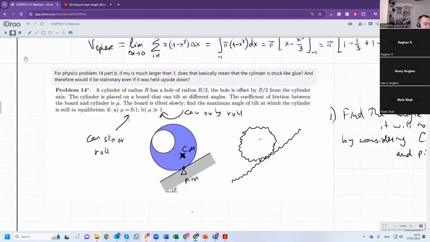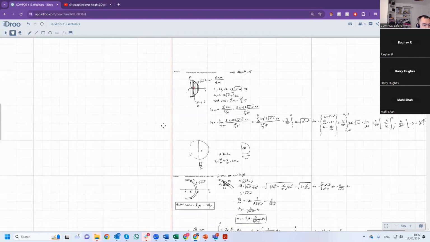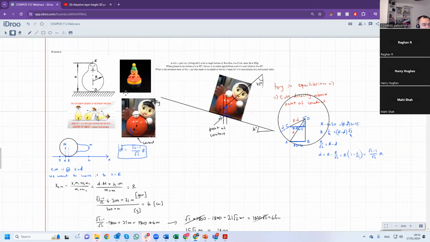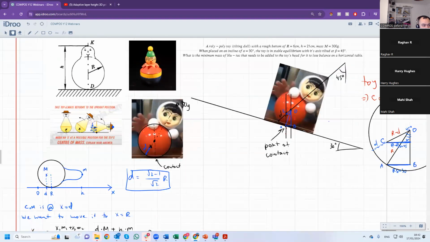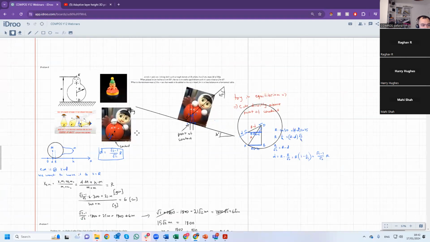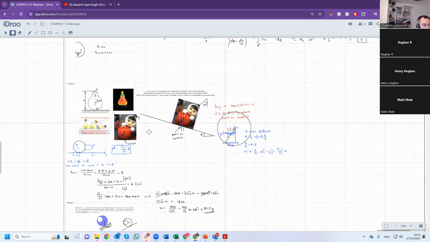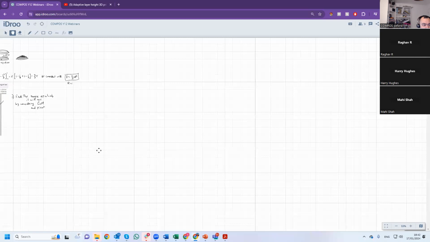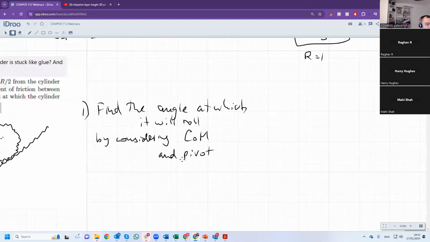I've done a very similar problem when we were talking about the doll. Remember, the doll has a center of mass, so rewatch problem 6. See problem 6 on the left.